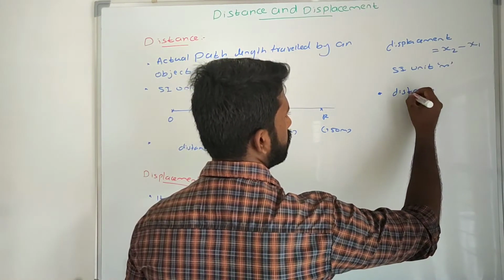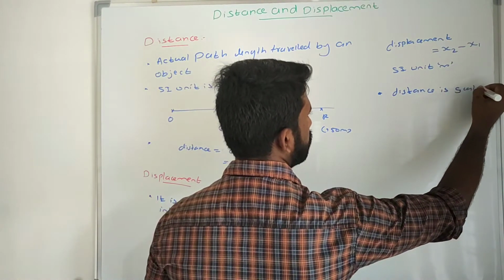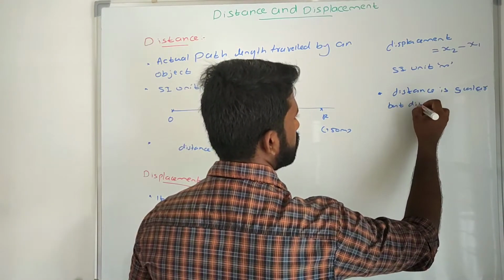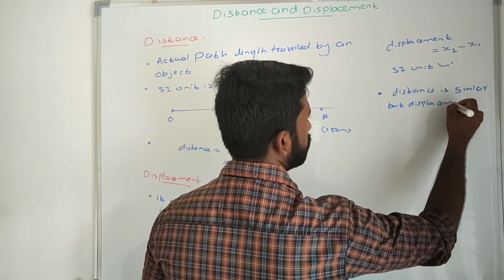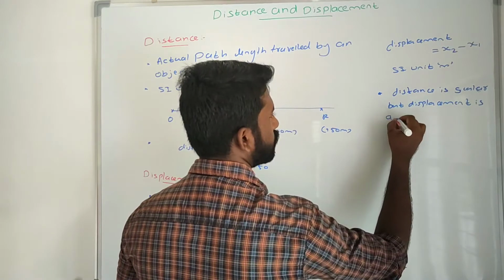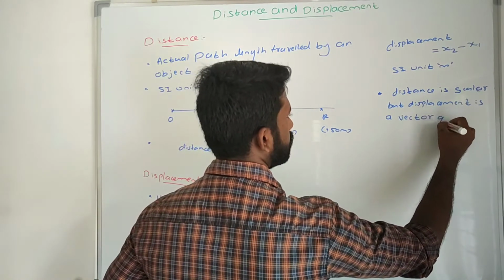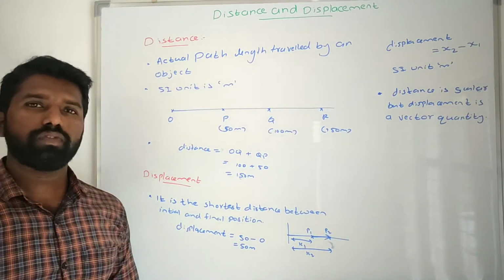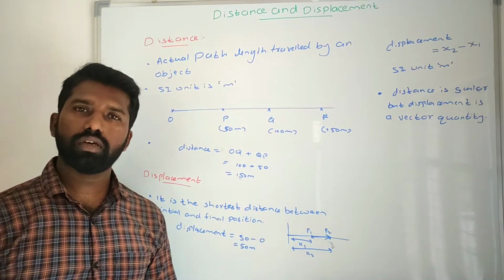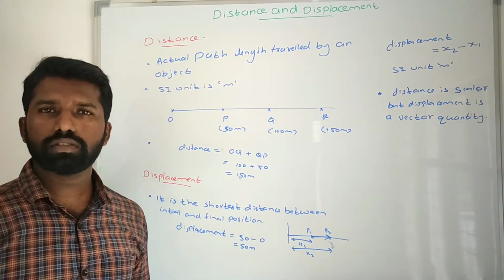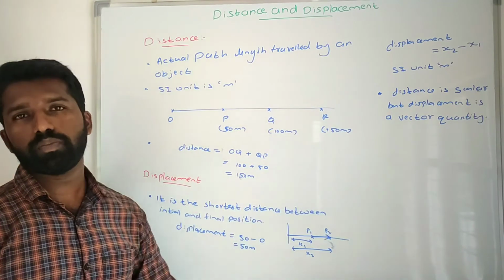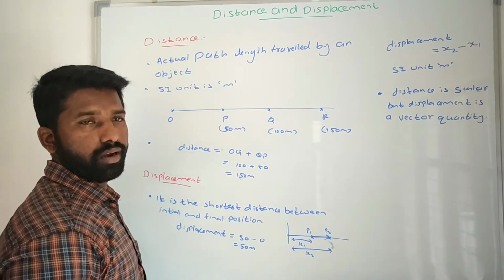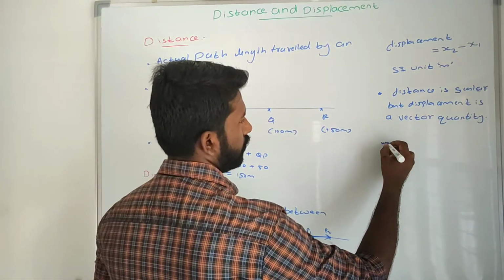Distance is scalar, but displacement is a vector quantity. What is the direction of displacement? How will you find the direction of displacement? The displacement direction is always from initial to final position, directly straight. You see here, from initial to final position, that is the displacement direction. Clear?